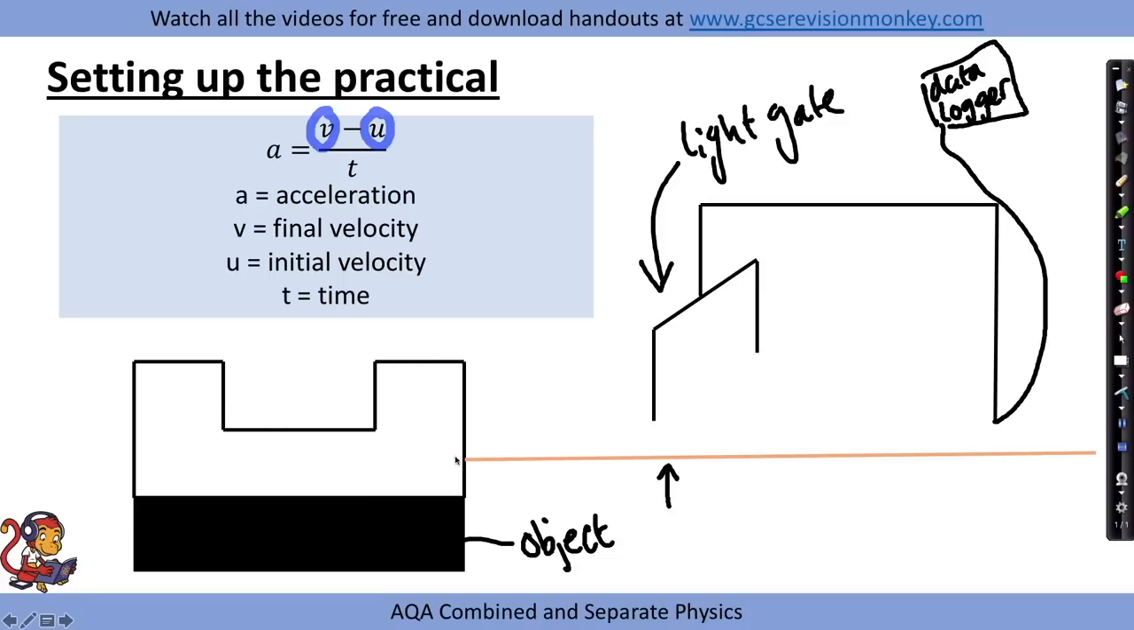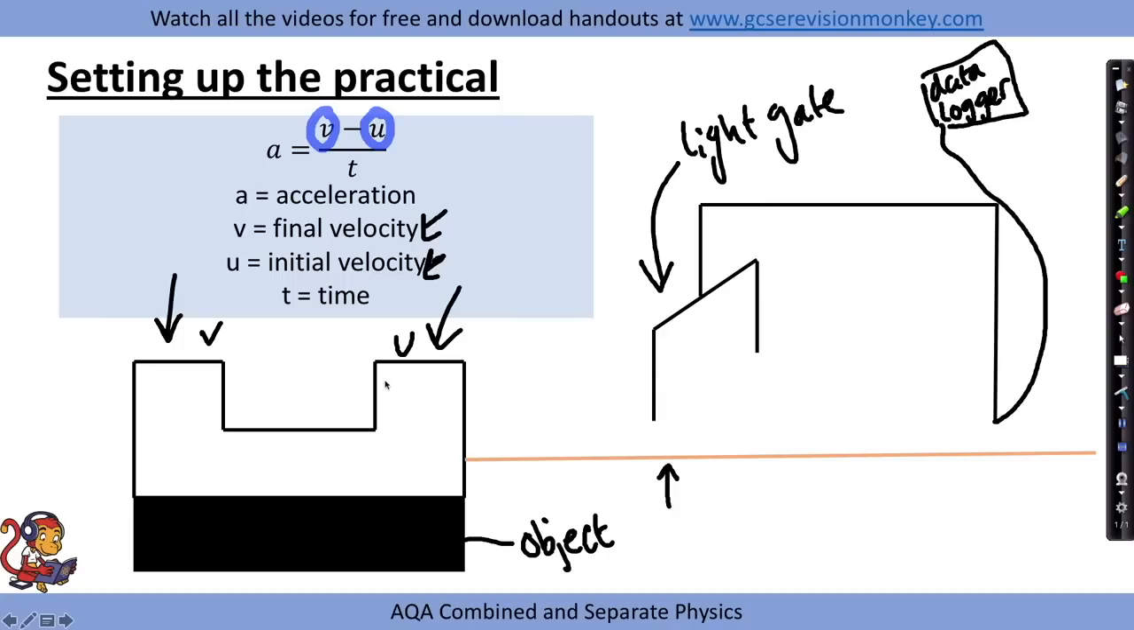Now, in order to measure the acceleration of the object, we must have this shaped card on top of our object. The reason it has to be this shape is that you need two pieces of card going through the light gate, so it can measure initial velocity with the first piece of card that goes through, and final velocity, and then calculate acceleration.